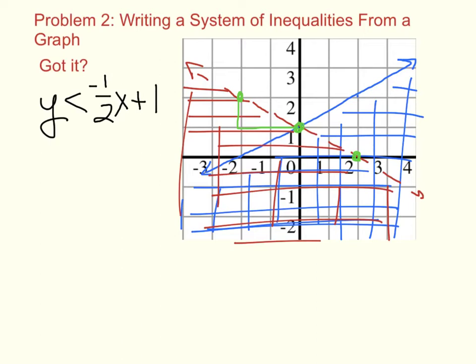And where does it cross the y-axis? At 1. The blue inequality is shading underneath, so it's also going to be a less than, but it will also be an equal to since it's a solid boundary line. Our slope here is going uphill, so I'm going to go up 1 over 2. So that's a positive 1/2 slope. Crosses at 1, so my inequalities will be y is less than negative 1/2 x plus 1, and y is less than or equal to 1/2 x plus 1.